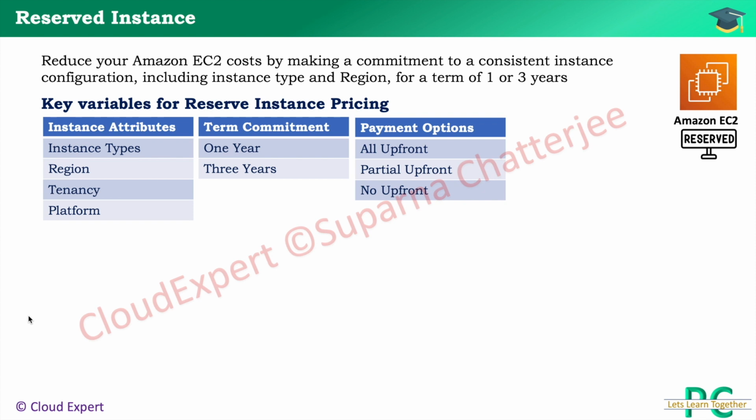It starts with all upfront. That means full payment is made at the start of the term. You are not paying any additional hourly charge on a month-to-month basis. Next, partial upfront. In partial upfront, a portion of the cost must be paid upfront and the remaining amount will be charged on a monthly basis or in equal installments.